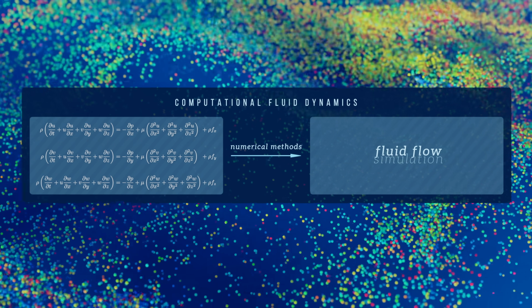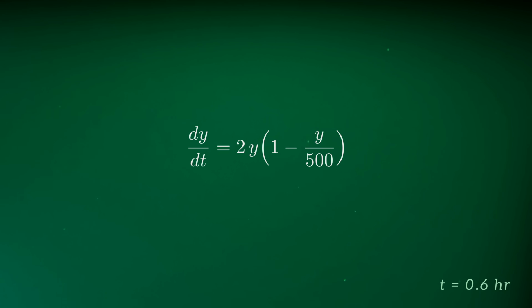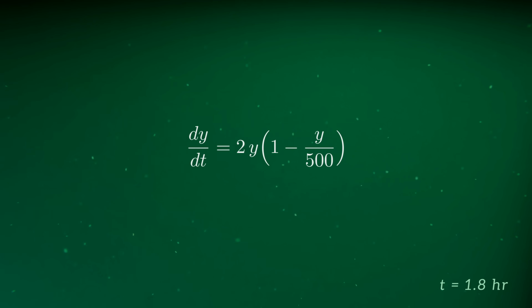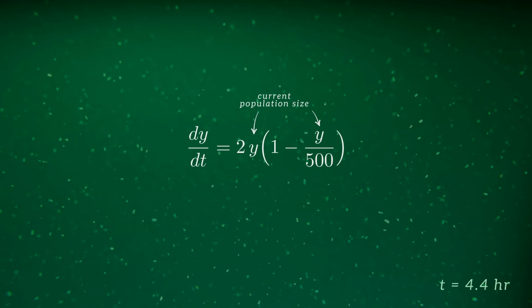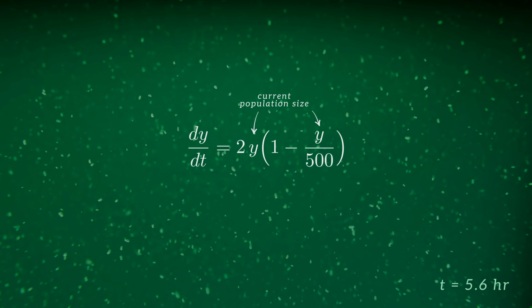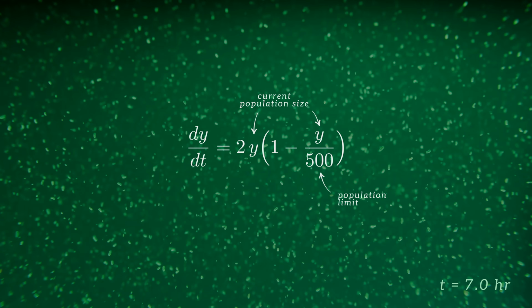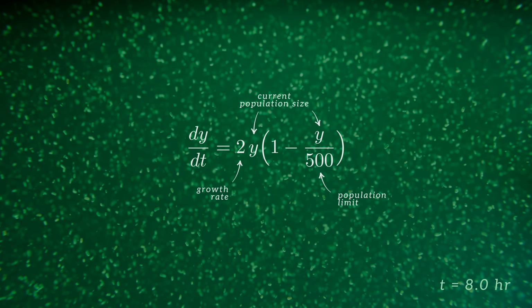One of the simplest numerical methods is Euler's method. Say you're working with a differential equation that describes how a cell population in a bioreactor grows over time. The rate at which the population grows depends on its current size, how near it is to the maximum population the environment can sustain, and on a growth rate constant. If you can't solve the equation directly to find the population size as a function of time, you can estimate it using Euler's method instead.